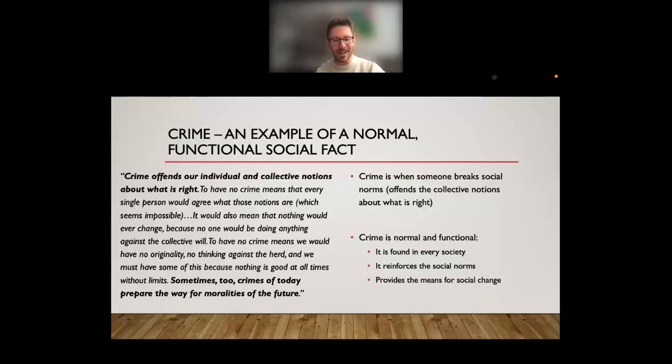It helps remind society why those norms are important in the first place. But also, crime is the means for social change.